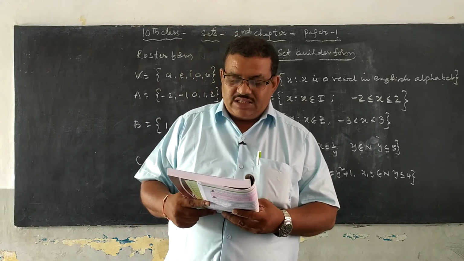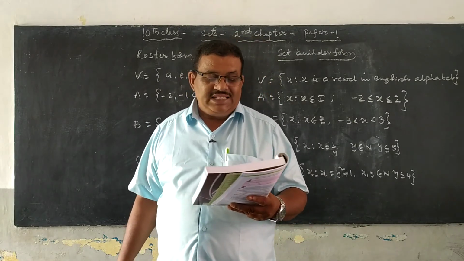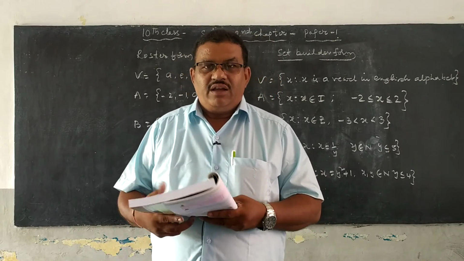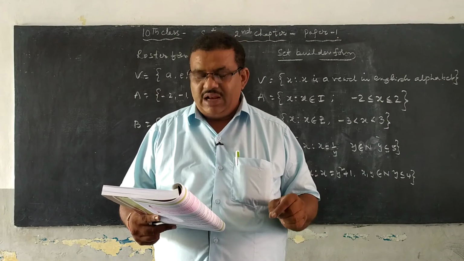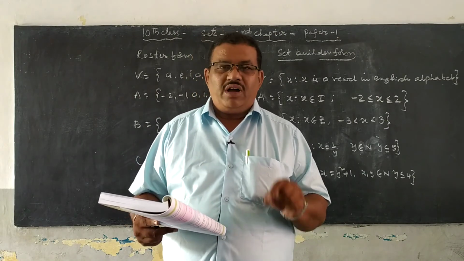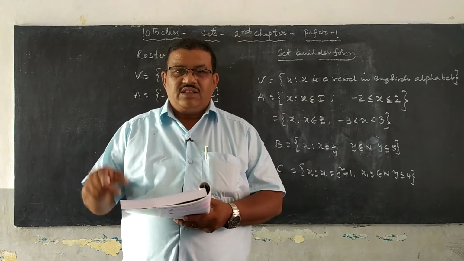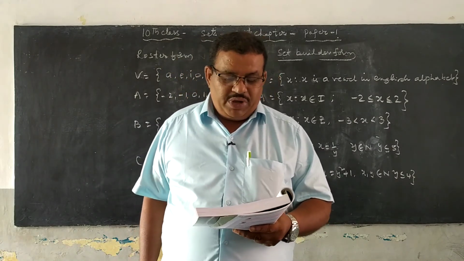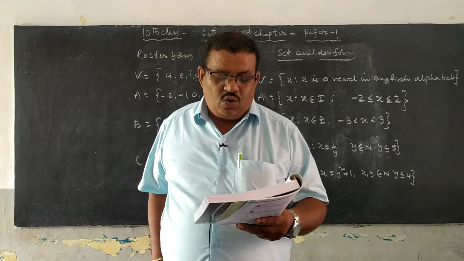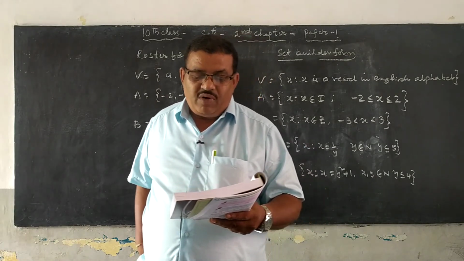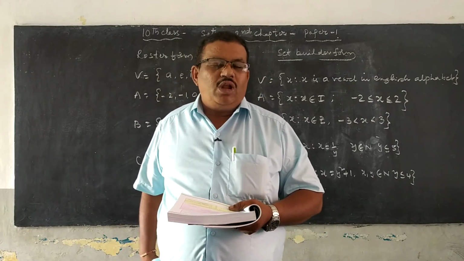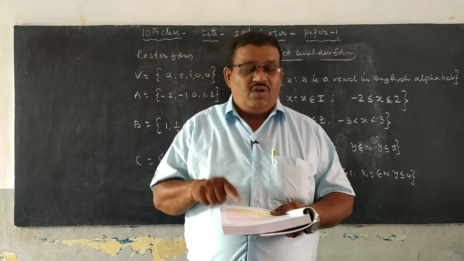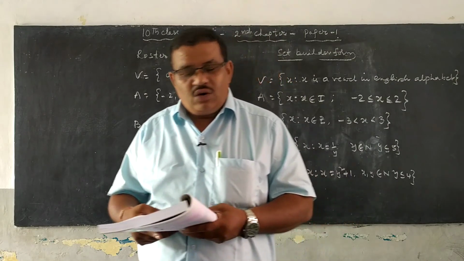Third question, S is equal to X such that X is a letter in the word MADAM. What letters are there? M, A, D. Write the letters separated by commas and enclosed between curly braces. P is equal to X such that X is a whole number between 3.5 and 6.7. What are the whole numbers between 3.5 and 6.7? 4, 5, 6. These are the only whole numbers.